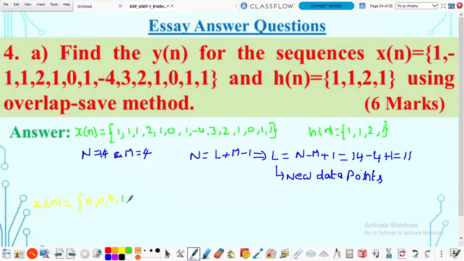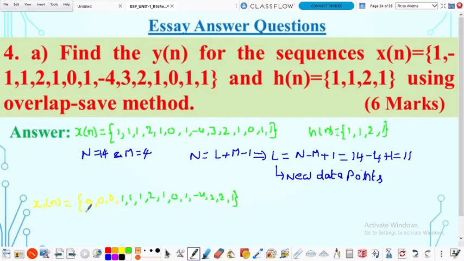So there are 1, 1, 1, 2, 1, 0, 1, minus 4, 3, 2, 1. So 1, 2, 3, 4, 5, 6, 7, 8, 9, 10, 11. So consider L new data points. What is the L here? 11. So consider 11 data samples from the given input sequence.